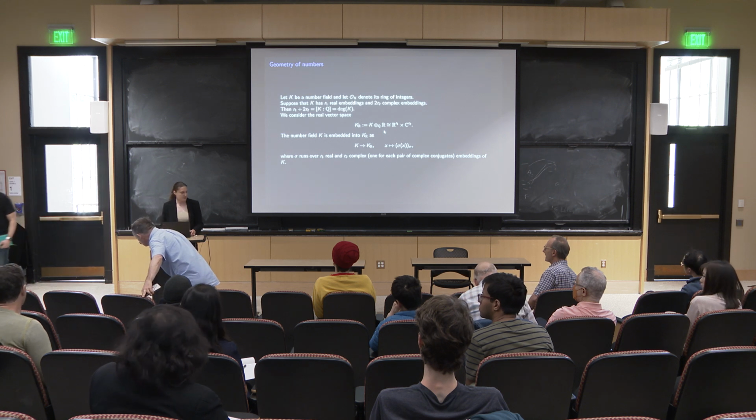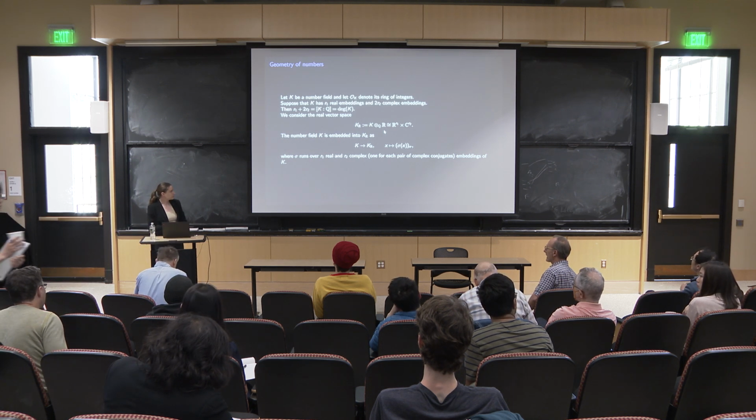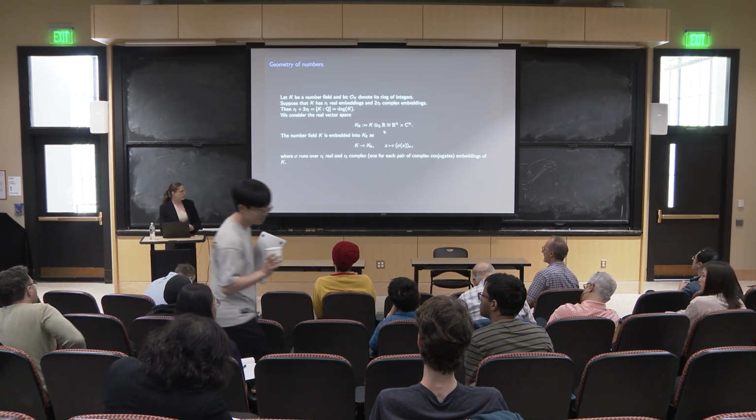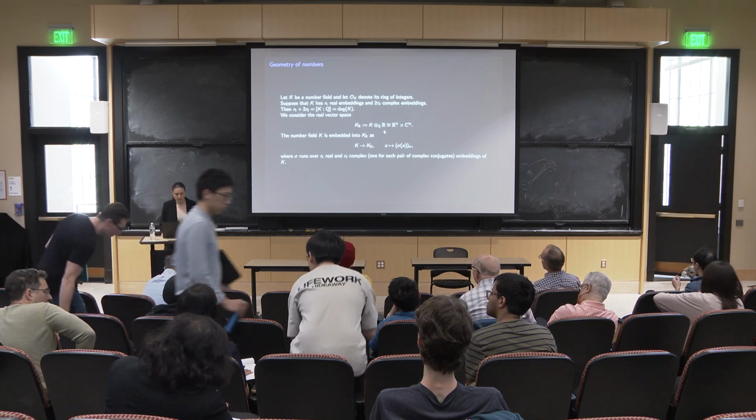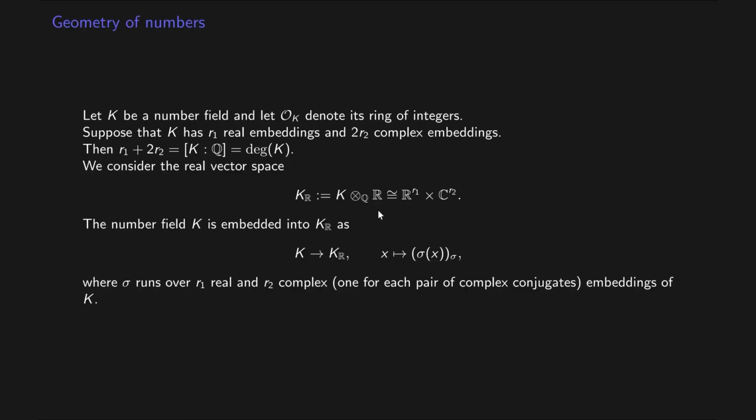So let me start with recalling what I already mentioned in my previous lecture, namely the construction of these lattices. So how, if we have a number field, how do we construct lattices out of it? And here we are using the very classical theory of the geometry of numbers.